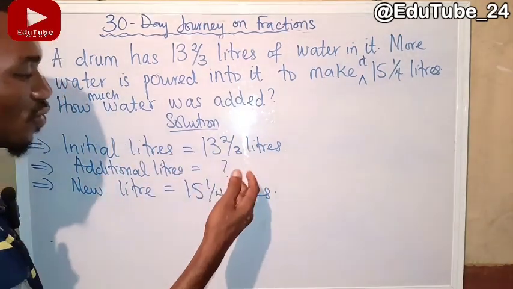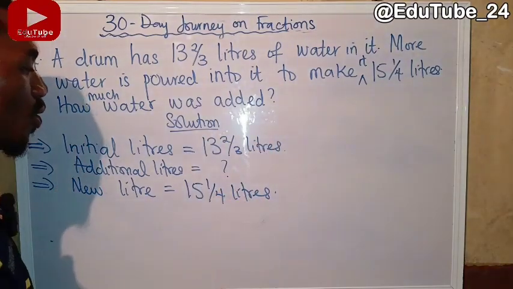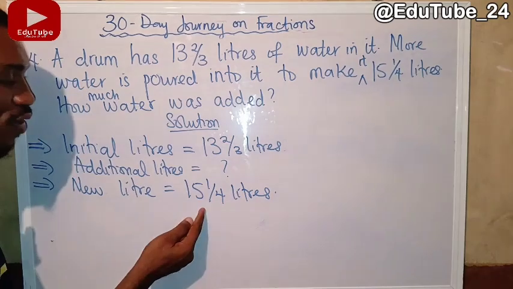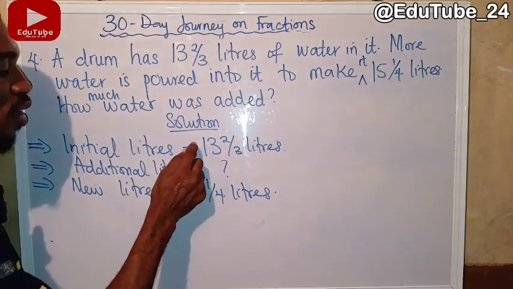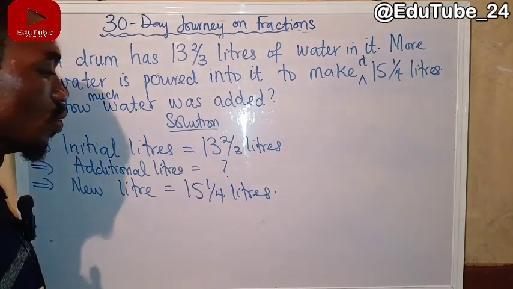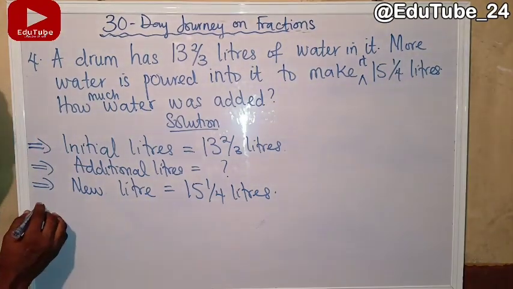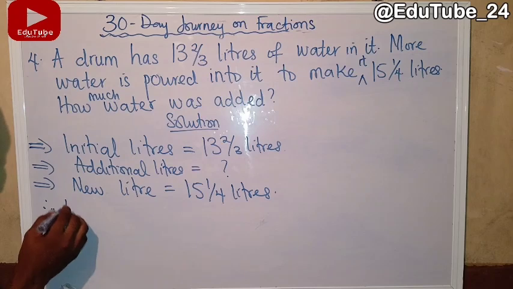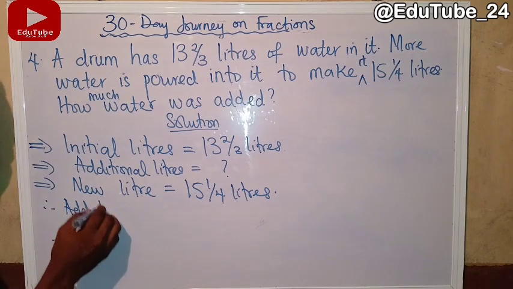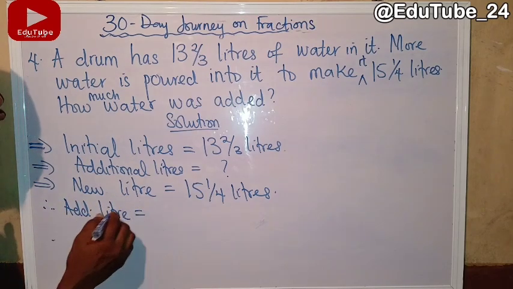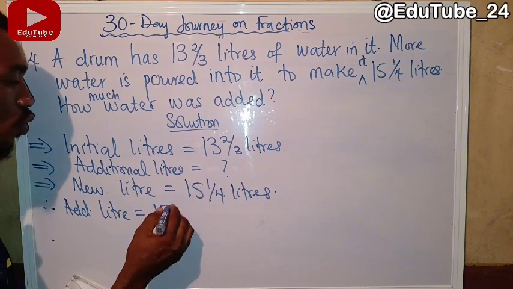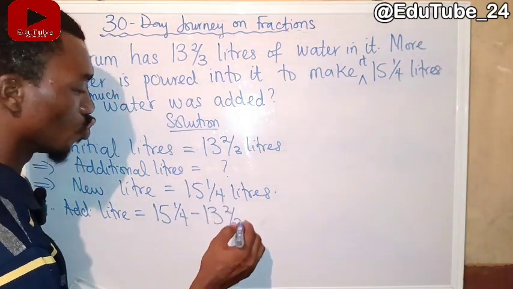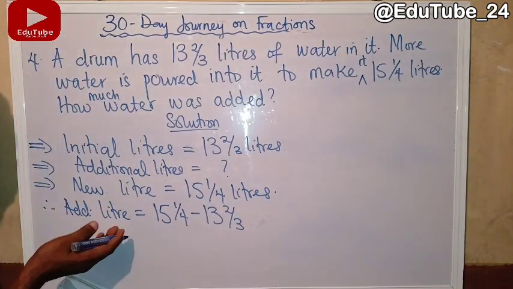So we just use the reversal method to find out the answer. By the way, your common sense and logic should also work for you here. So this is the initial liter, and then this was added, and then we now have a new liter. So to find what was added, simply take away the initial liter from the new liter. And that is what we are now going to do. So I'm going to make a sign here, which is therefore additional liter equals 15 whole number 1/4 minus 13 whole number 2/3. This is what we are going to do to get the additional liter.